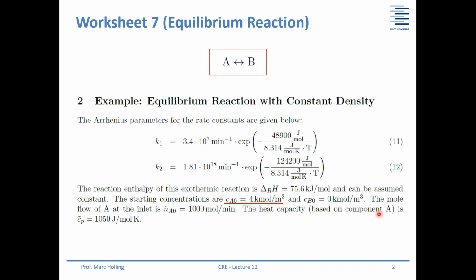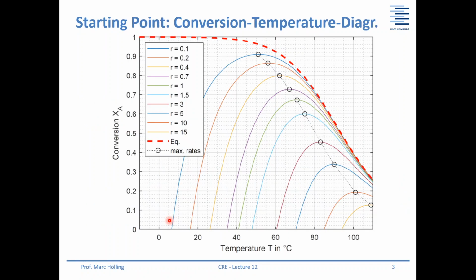And the heat capacity, so this is a new quantity, so it's tilde Cp. This is 1050 joule per mole Kelvin. I'll show you what this Cp tilde is all about. And we want to play around with this equilibrium reaction in different reactors and different temperature conditions. So let's go back to last week.